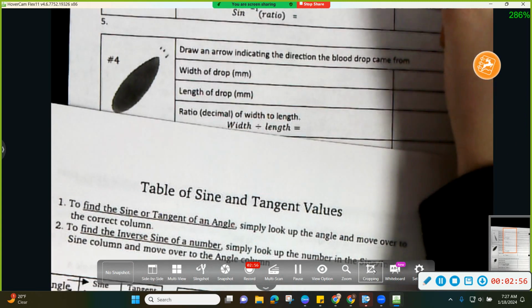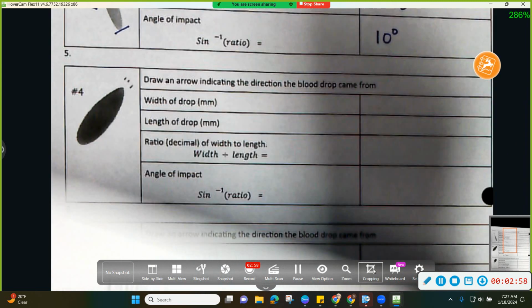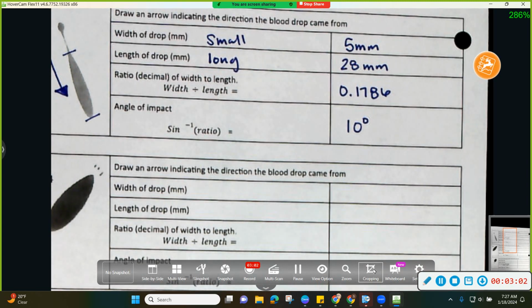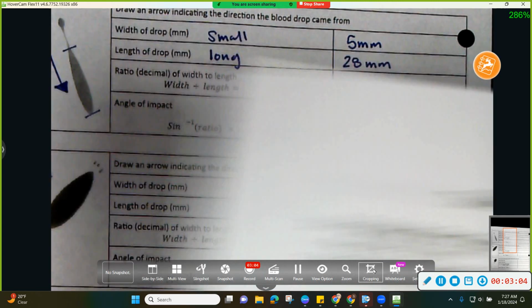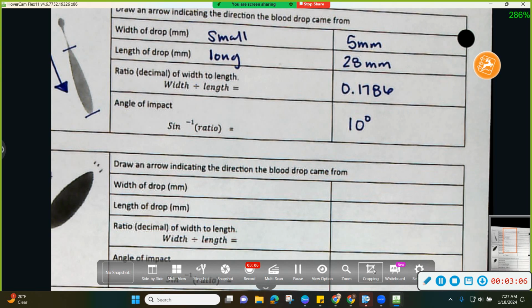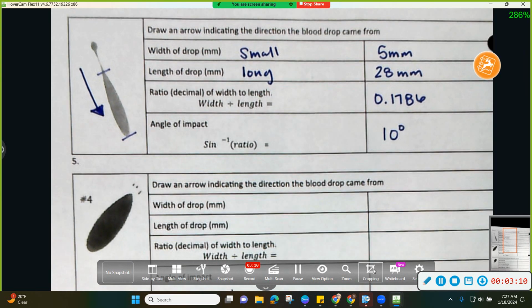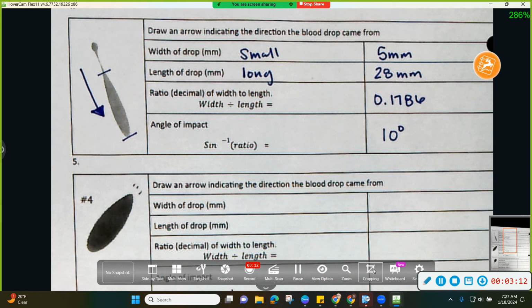So this one is going to be a 10-degree blood drop, based on the inverse sine of the ratio of the width to the length. Refer back to this if you need any more help measuring, remembering direction, all of those things.